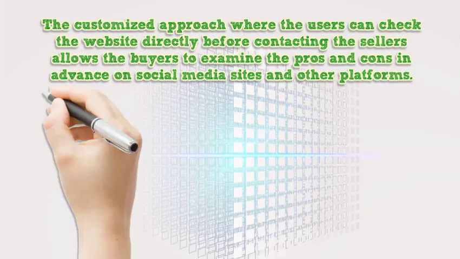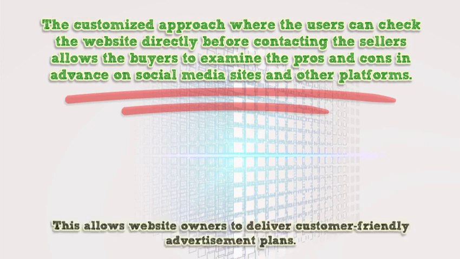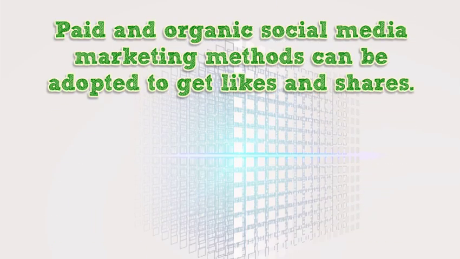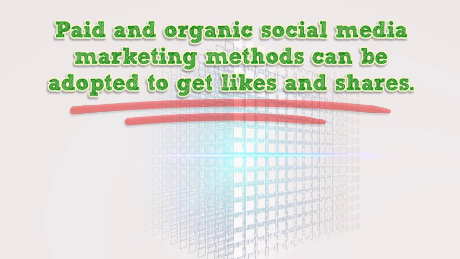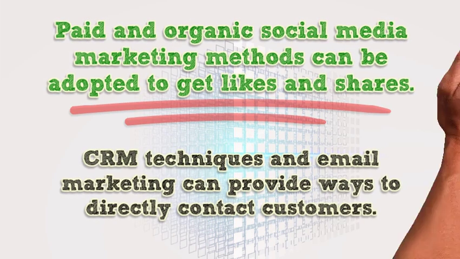The customized approach, where the users can check the website directly before contacting the sellers, allows the buyers to examine the pros and cons in advance on social media sites and other platforms. This allows website owners to deliver customer-friendly advertisement plans. Paid and organic social media marketing methods can be adopted to get likes and shares. CRM techniques and email marketing can provide ways to directly contact customers.